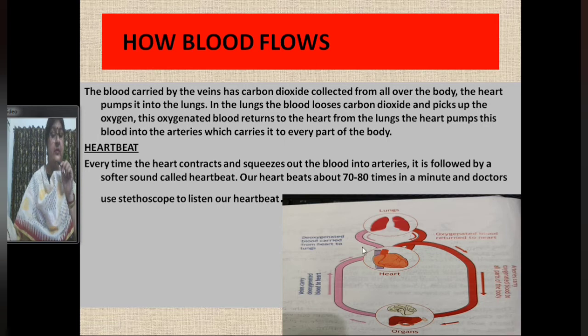The heart pumps it into the lungs. Then in the lungs, the blood loses its carbon dioxide and goes back to the heart again. Then the heart through the arteries sends this oxygenated blood to all parts of the body.